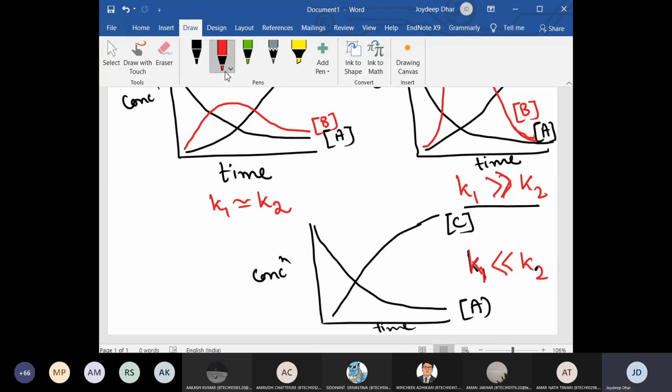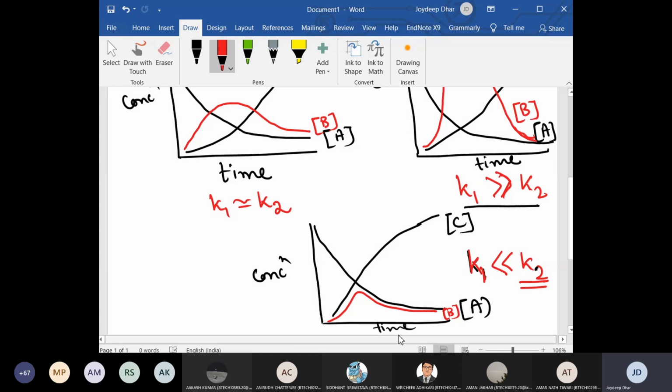And the concentration of B will not get any time to accumulate. So the concentration of B will always be small in the reaction mixture when K2 is much larger than K1. So B will never accumulate in the reaction mixture. Whatever it forms will be immediately converted into product C. That's why the concentration of C will always be very high in the reaction mixture.